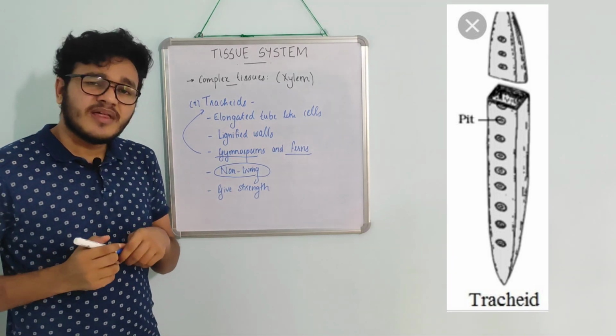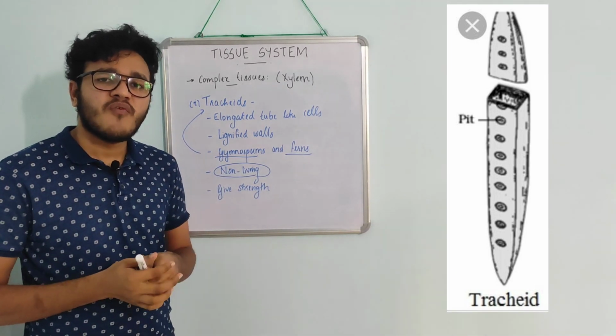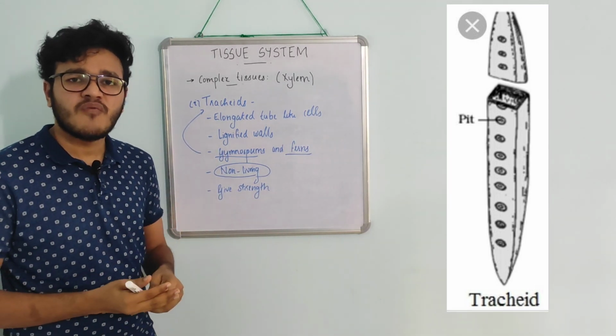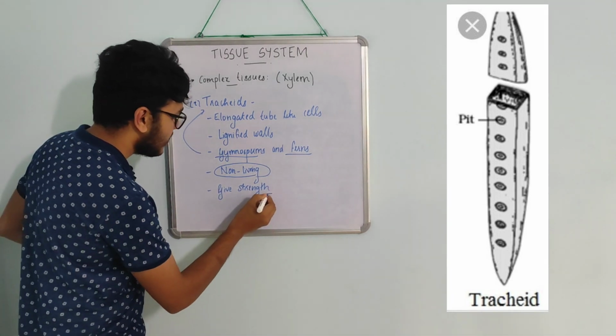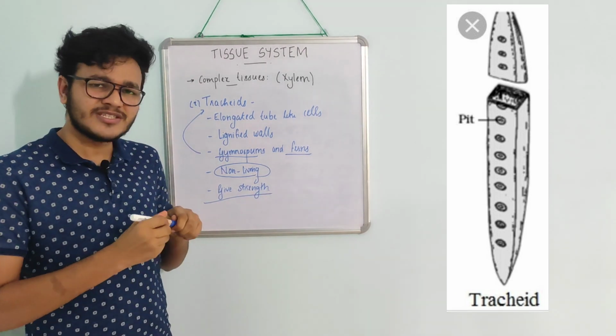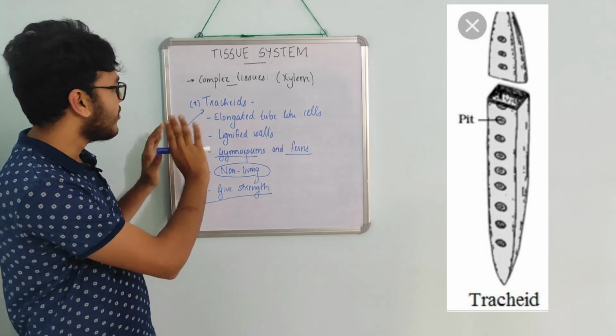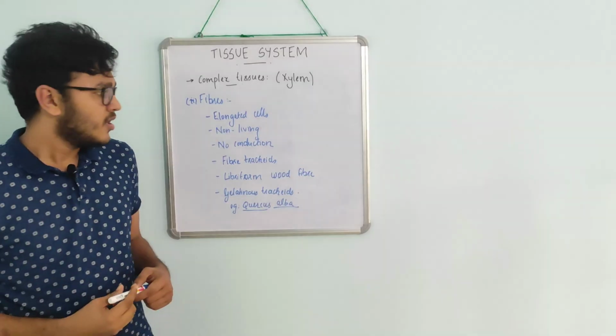And apart from that, we all know that its main function is conduction of water. But apart from conduction of water, it also gives strength to the plants. So that's all we have to focus on for tracheids from the entrance point of view.